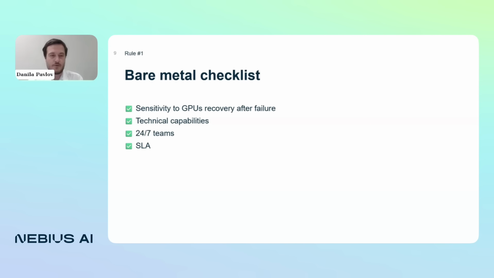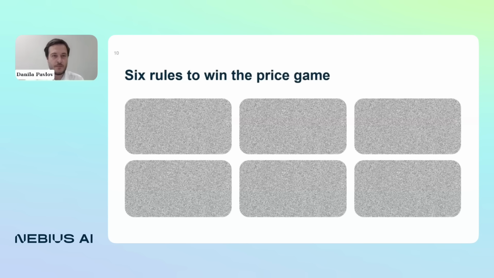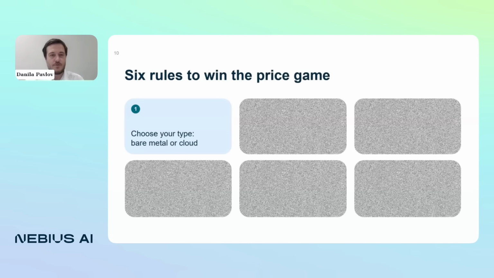Another point is, of course, the SLA. They differ significantly from provider to provider, and even, which is more interesting, they can significantly differ by type of hardware. So be careful and choose wisely while choosing the bare metal provider, and basically do the math and see if it's really cheaper. So the first rule is choose your type of cloud.